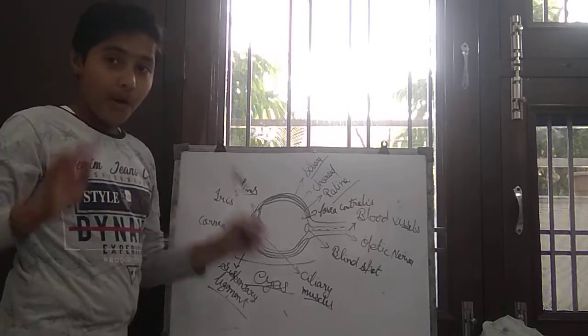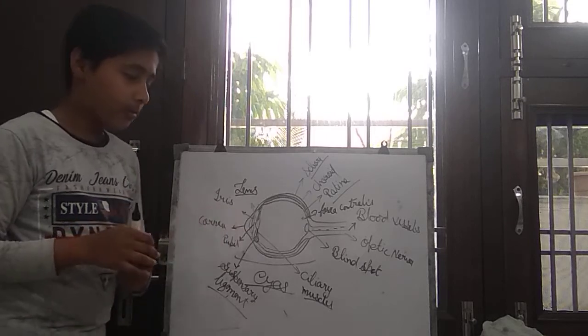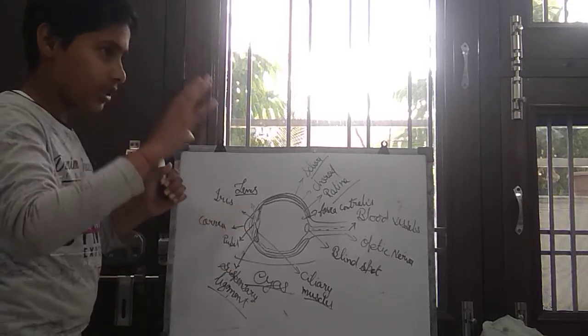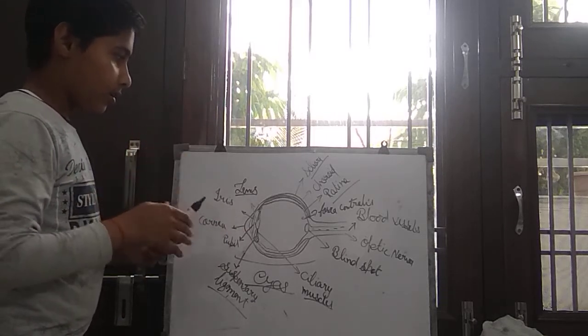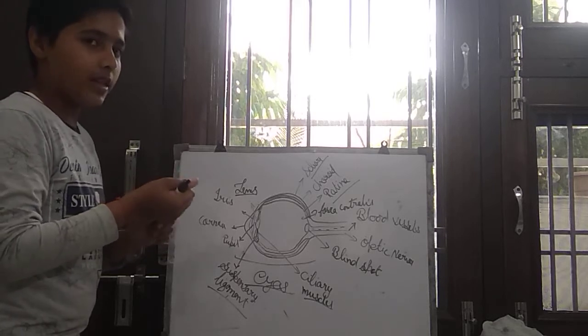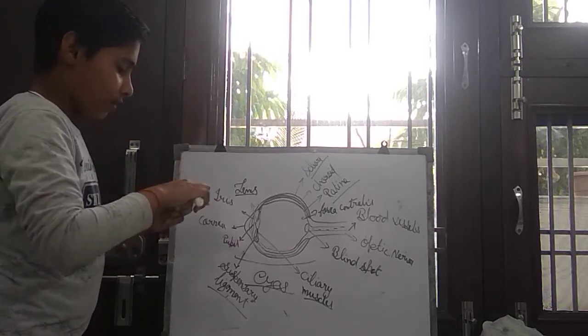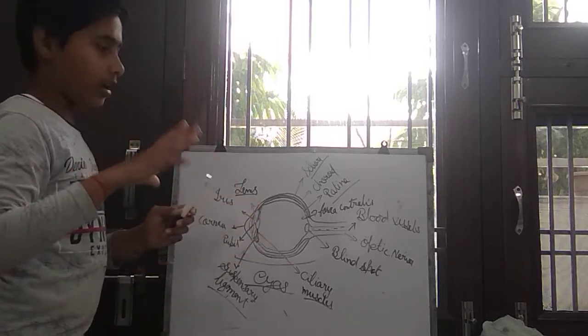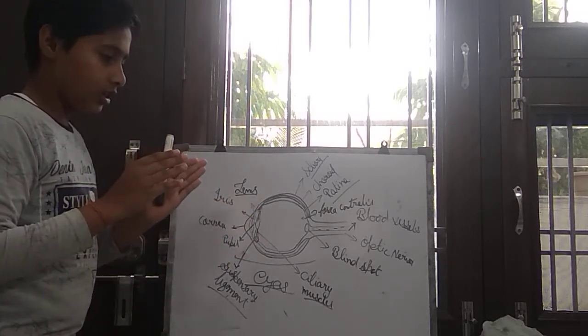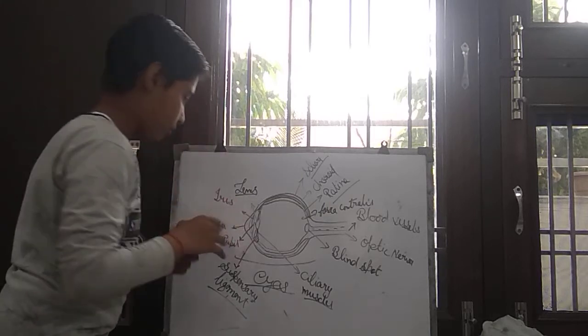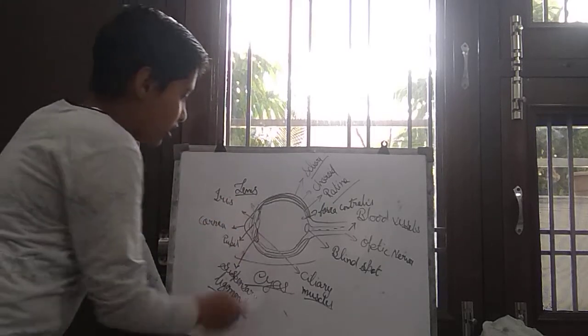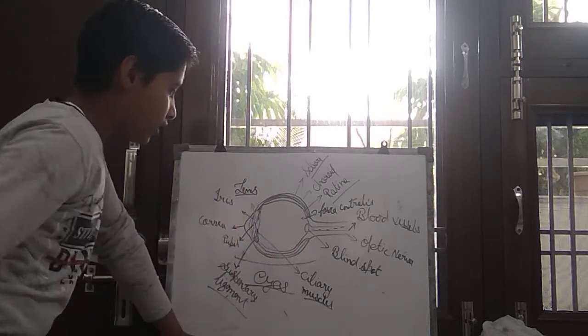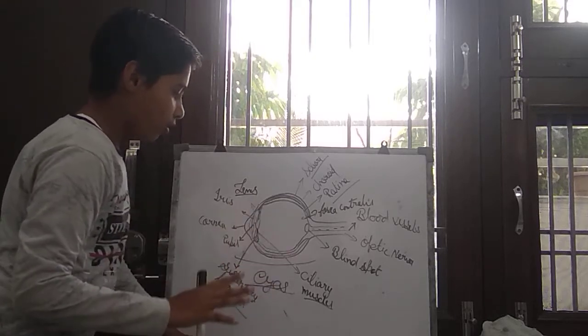And friends, there is an important role of the lens in the eye. The lens has the power of accommodation. What is the power of accommodation? It can adjust its focal length according to the object. If, friends, the object is far away, it will stretch, and when the object is coming near, it will shrink. So this is the structure of the eye, and these are the main parts of the eye.